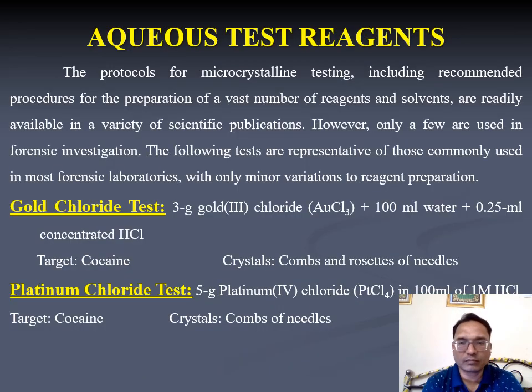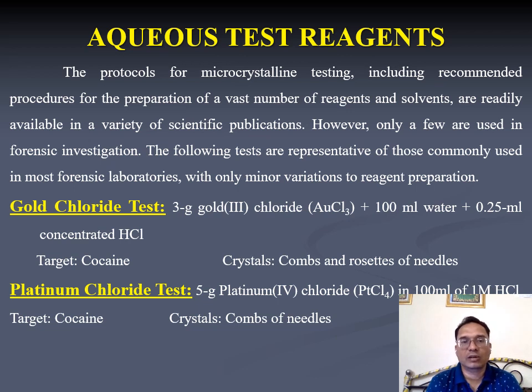And these dendrites are multi-branching crystals. There are some reagents or tests which are specific for microcrystal techniques, and by using these reagents we can get a specific type of crystal in case of identification of the controlled substances. The protocols for microcrystalline technique include recommended procedures for the preparation of a vast number of reagents and solvents and are readily available in a variety of scientific publications. Whereas very few characteristic tests are used for the identification purposes.